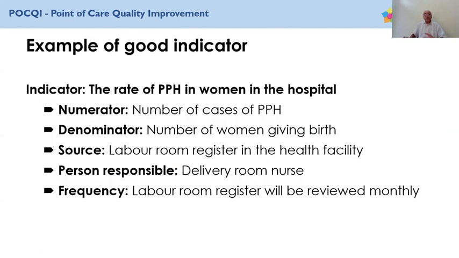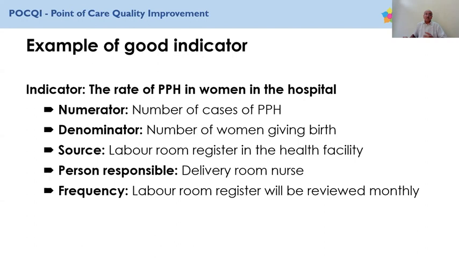Now here we can see it's a good indicator. Why is it a good indicator? Because here you can measure the number of women developing PPH. You can measure the total number of women giving birth in a facility by checking with the source, that is the labor room register. It can be collected by any delivery room nurse, and the frequency of this data capture can be reviewed monthly.